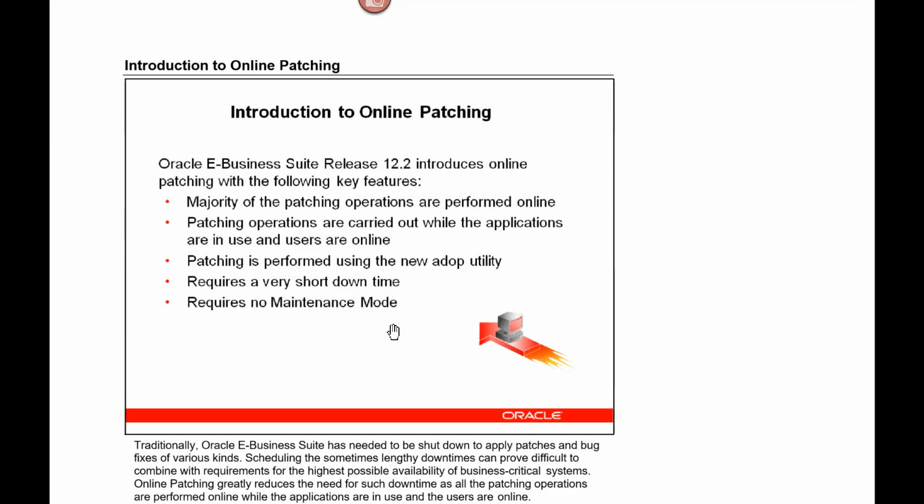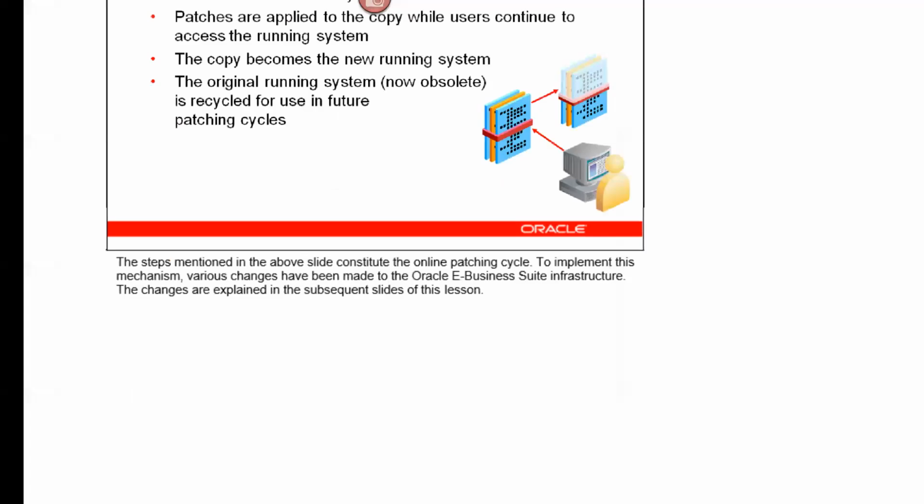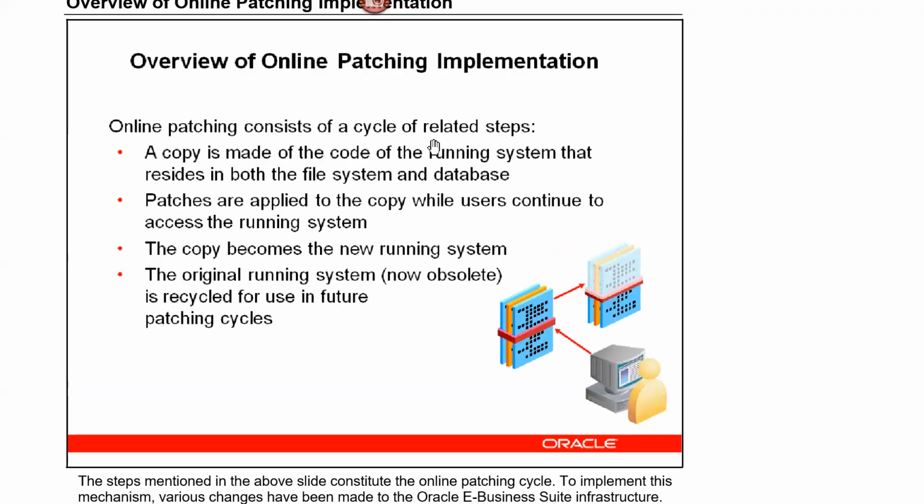It requires no maintenance mode. In 12.1.3 we had something called maintenance mode, but here we don't have anything called maintenance mode. Online patching consists of a cycle of related operations. We have FS1 and FS2. A copy is made of the code of the running system that resides in both the file system and the database. So a copy will reside as a file system and also in the database. FS1, FS2, and even in the database a copy is maintained.